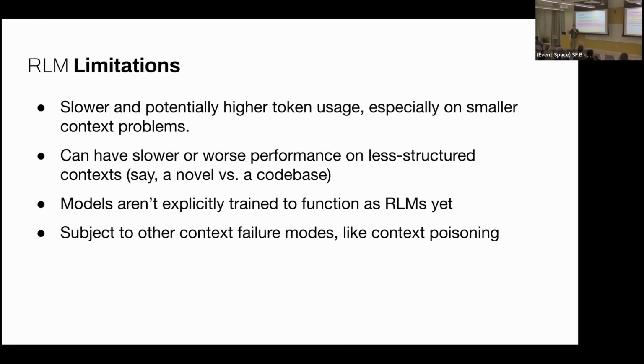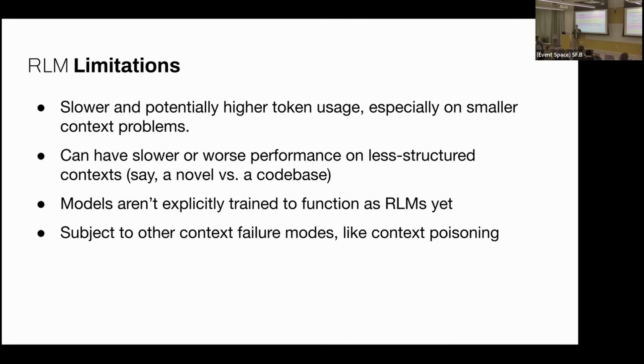Now, I've done a lot of selling of RLMs, and I don't want to, they're not a silver bullet. There are issues. The first is that they might have higher token usage. They could be slower, right? Code takes a second to run, unless I'm using Monty. They might have slower or worse performance on less structured context, right? So if I am running it on a novel where I don't know anything and I'm passing it as a string, maybe the RLM would be slower than if I knew more about it.